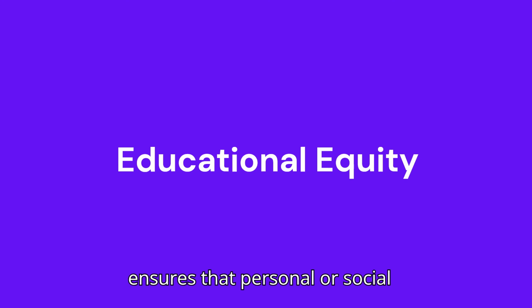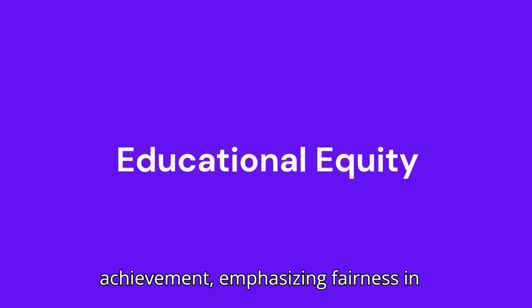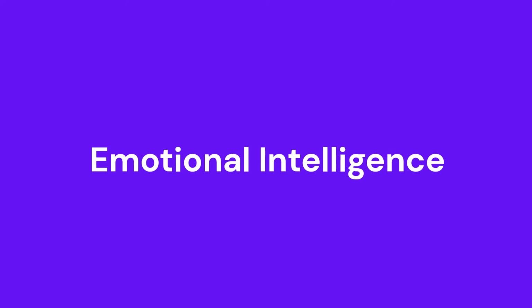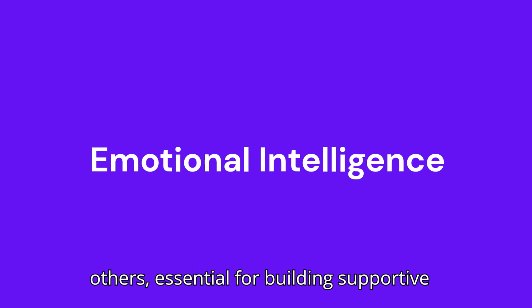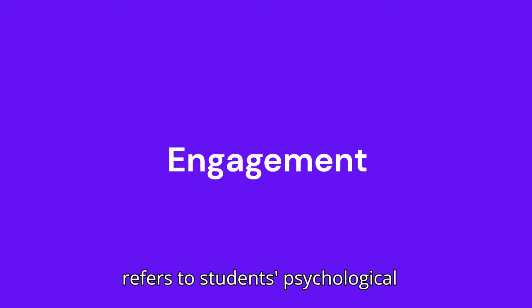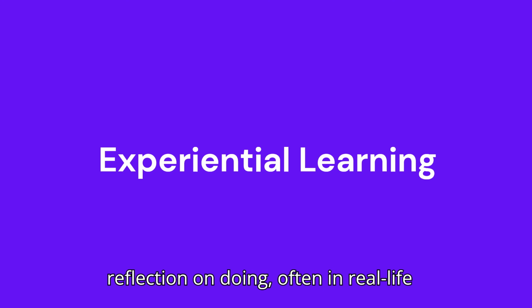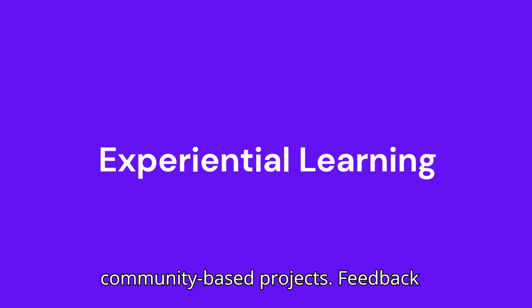Educational equity. Ensures that personal or social circumstances do not hinder student achievement, emphasizing fairness in access, participation, and outcomes. Emotional intelligence. The capacity to recognize, understand, and manage emotions in oneself and others, essential for building supportive learning environments. Engagement. Refers to students' psychological investment in learning, including behavioral participation, emotional involvement, and cognitive effort. Experiential learning. Learning through reflection on doing, often in real-life contexts such as internships, labs, or community-based projects.